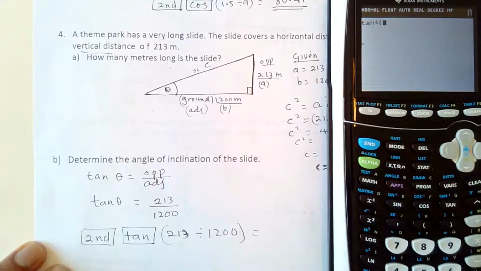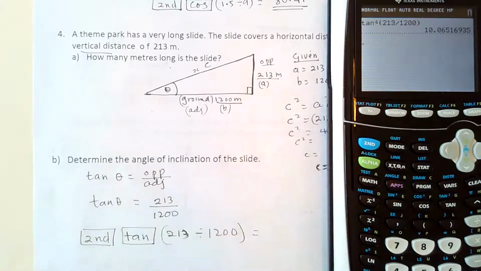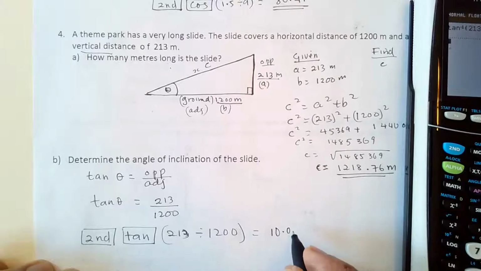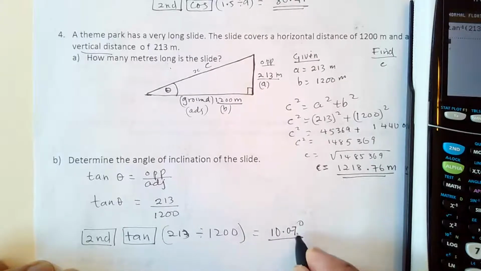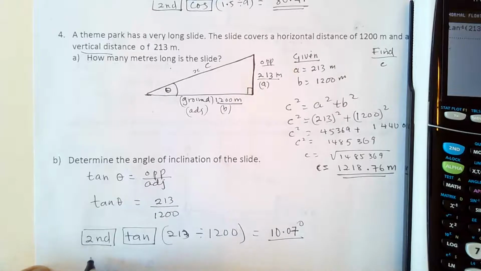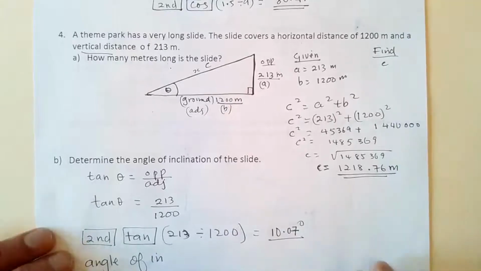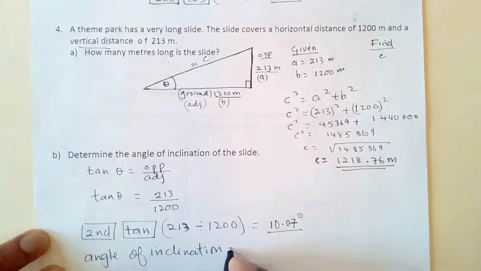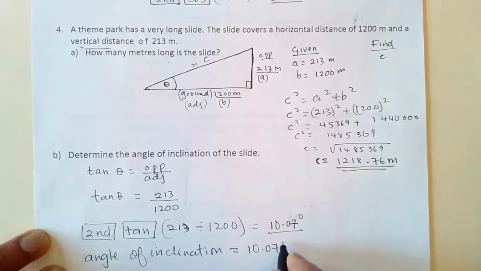Second tan, 10,213 divided by 1200. This gives me a measurement of 10.07 degrees. So the angle of inclination is 10.07 degrees.